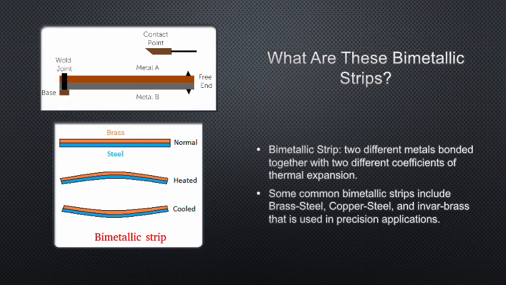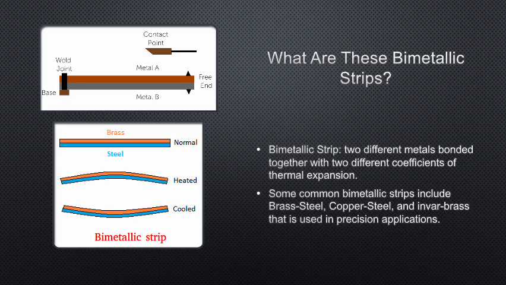Like I said, the way we use this is through bimetallic strips. A bimetallic strip is two different metals that are bonded together with two different coefficients of thermal expansion. So you'll have one metal that has a higher coefficient and one that has a lower coefficient of thermal expansion. This will cause some bending of the strip with a change in temperature. Some common bimetallic strips are brass and steel, copper and steel, and then for more precise applications we could see invar and brass.